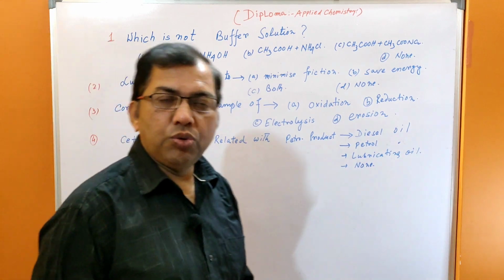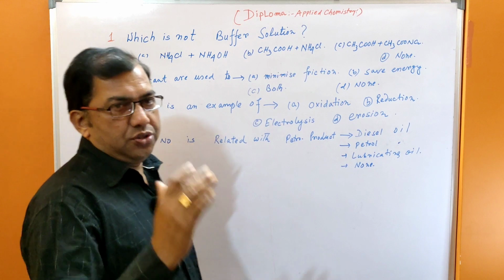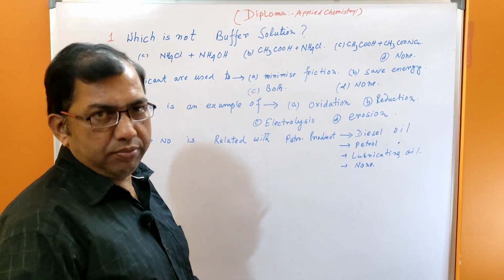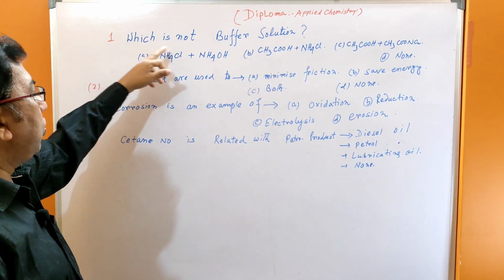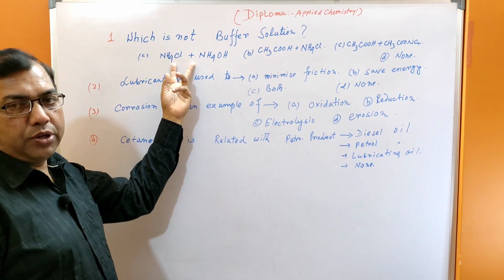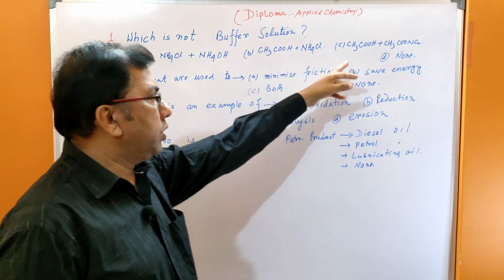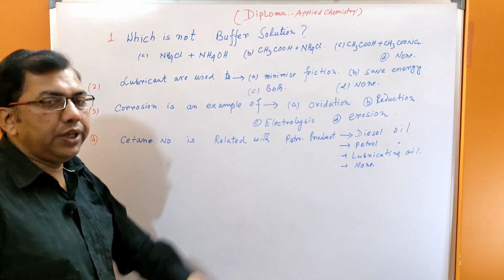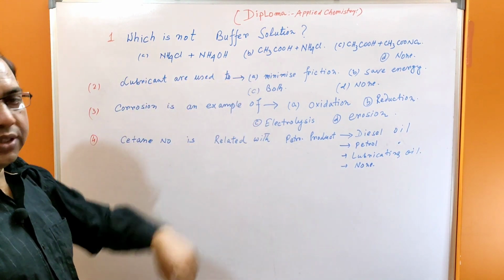I have discussed this in the class. All of you know buffer solutions: the solutions which resist change in pH after adding some amount of acid or base. If your question is, suppose, which is not a buffer solution: NH4Cl with NH4OH, or CH3COOH with NH4Cl, or CH3COOH plus CH3COONa, or none. Three or four options will be there. So which is not a buffer solution? Tell me, which is correct?